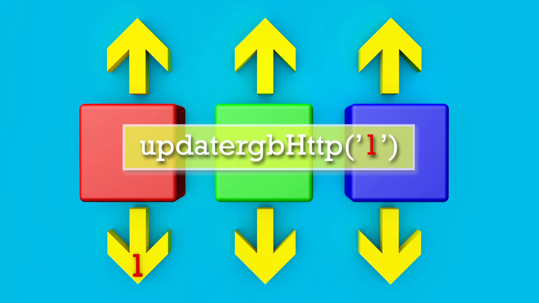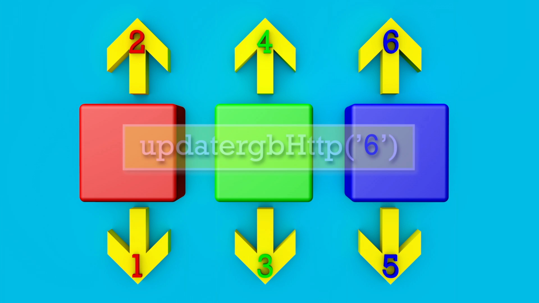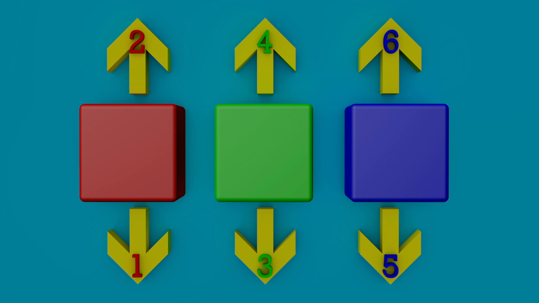If I use a 1, the red channel will go down. A 2, the red channel will go up. 3 lowers the green channel, 4 raises the green channel. And as you can guess, 5 lowers the blue channel, while 6 raises the blue channel. Let's look at the code for this function line by line.